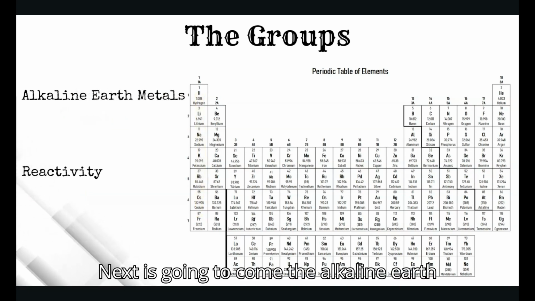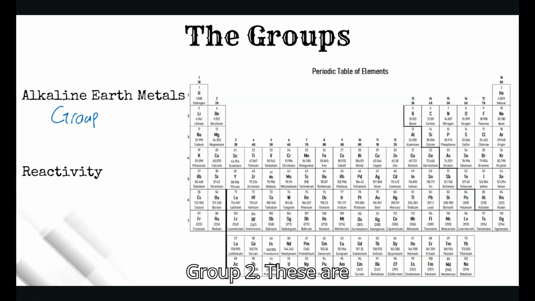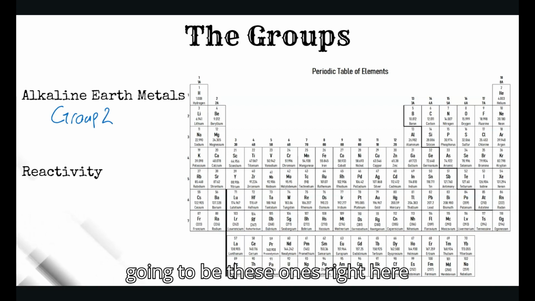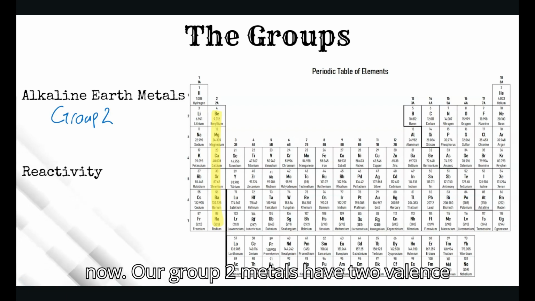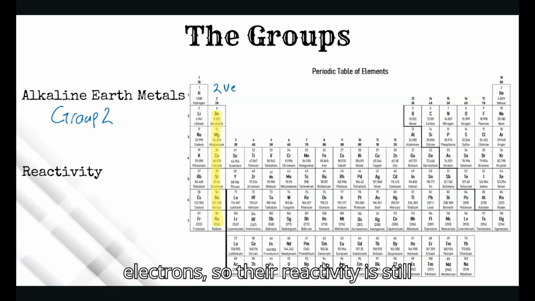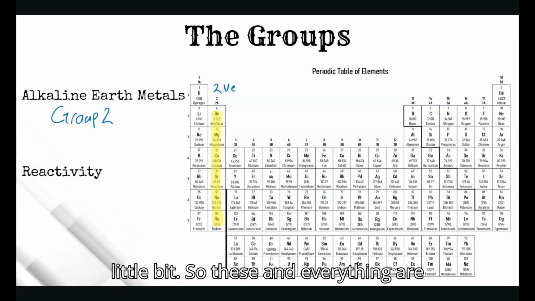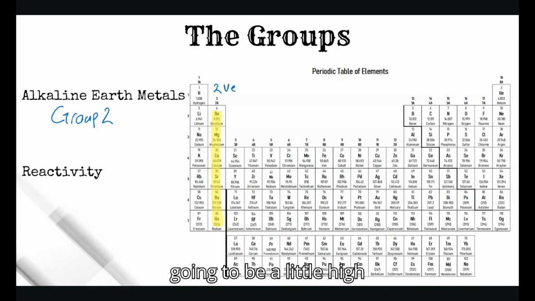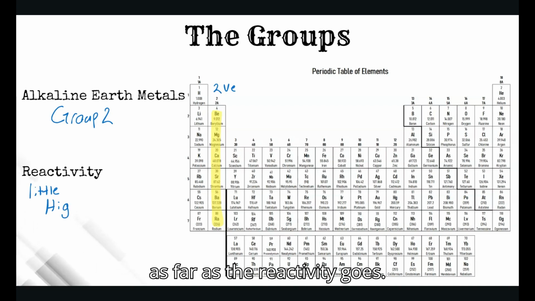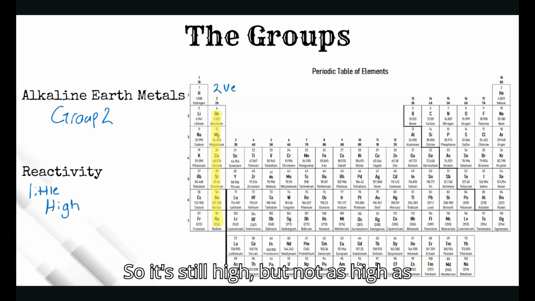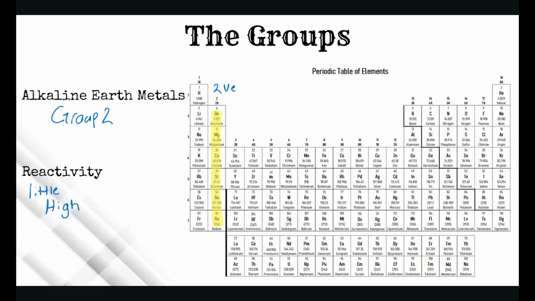Next come the alkaline earth metals. These are found in group 2, these ones right here. Our group 2 metals have two valence electrons, so their reactivity is still going to be high, but only a little bit. So it's still high, but not as high as the alkali metals from group 1.